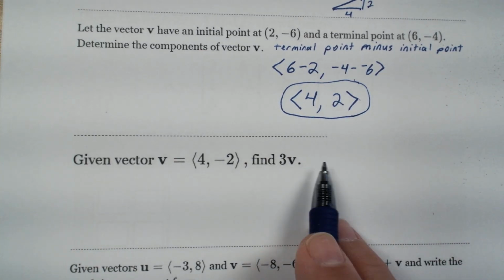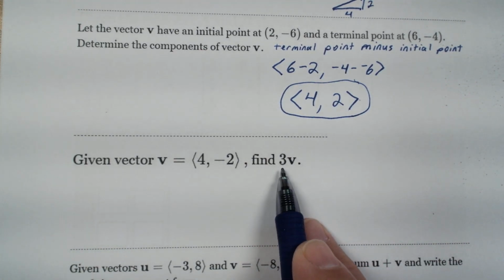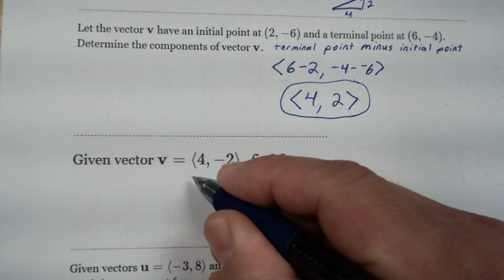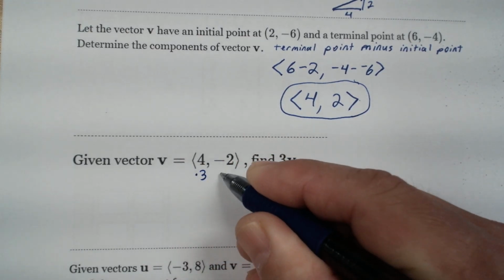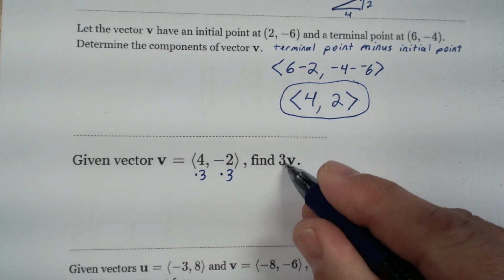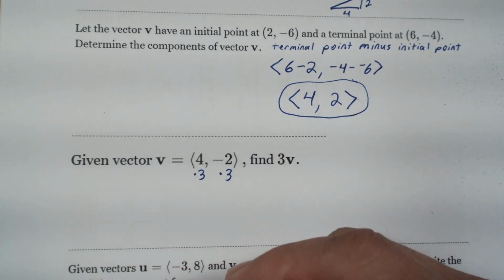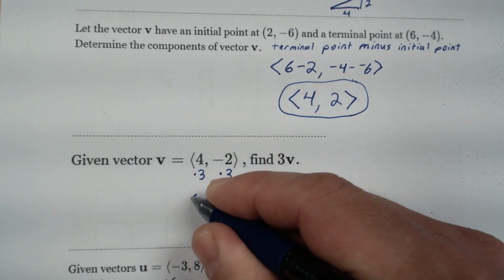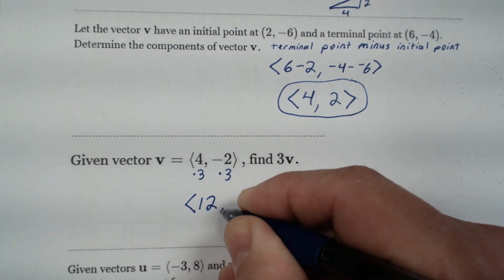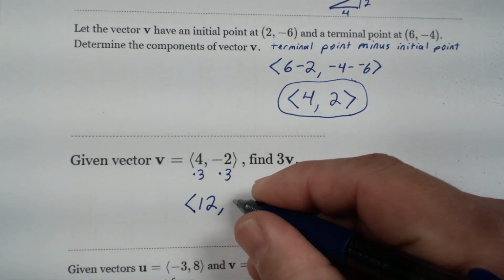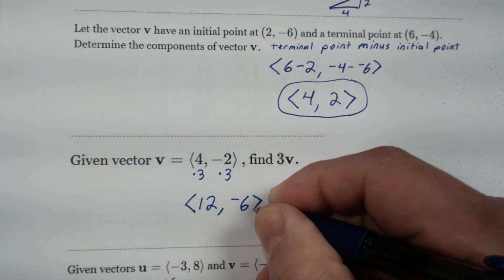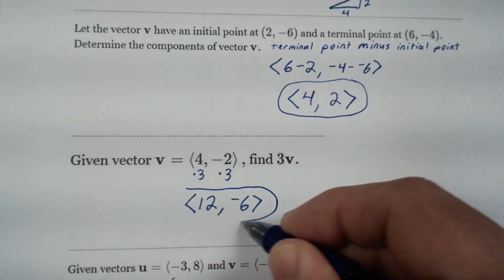All right, now if I want to do a scale factor on a vector, all I got to do is just multiply the x and y values by whatever scale factor they're using. So here I'm going to multiply both values by 3 to find 3v. So 3 times the vector would result in 12, 4 times 3, -6. And that's your final answer.